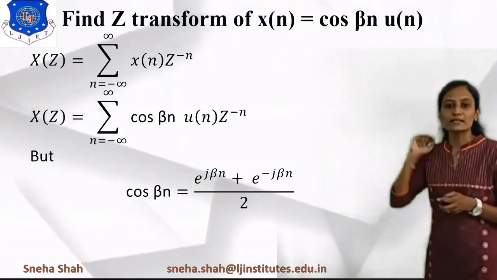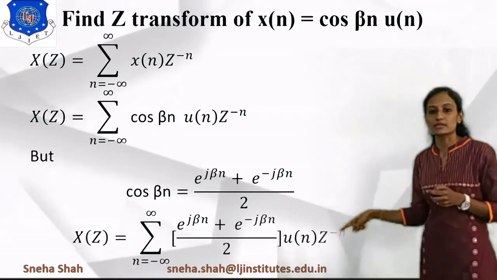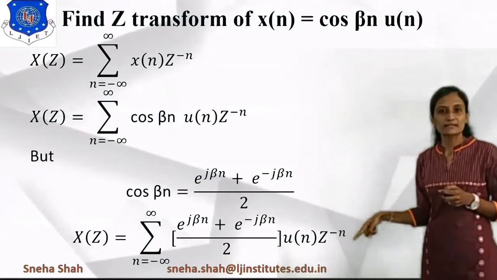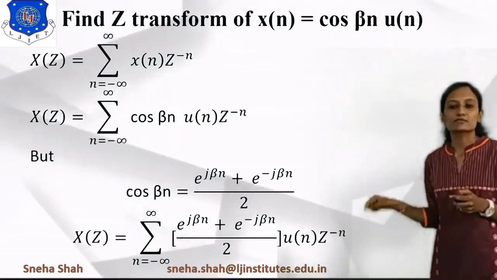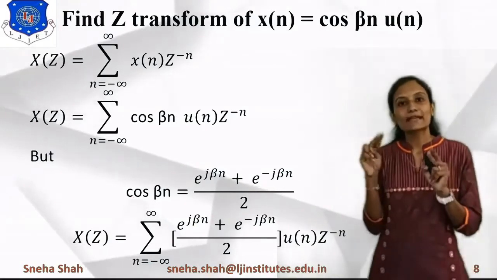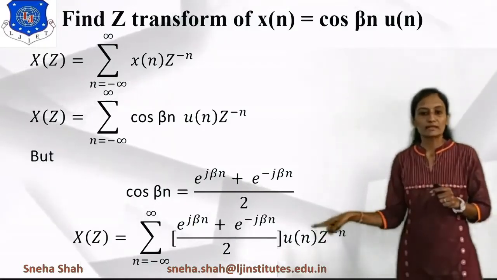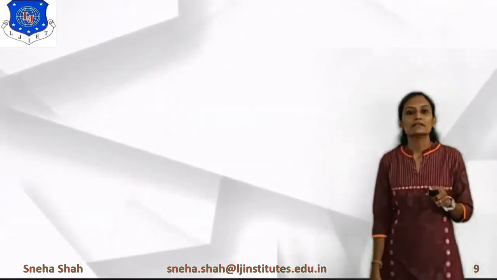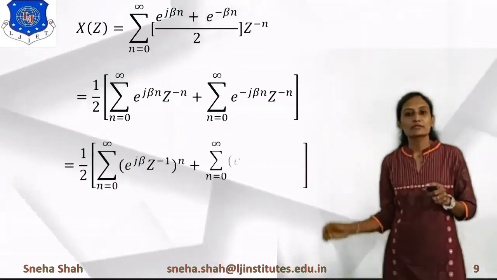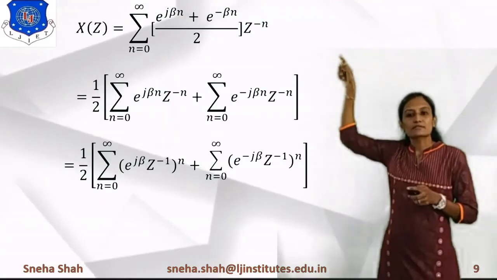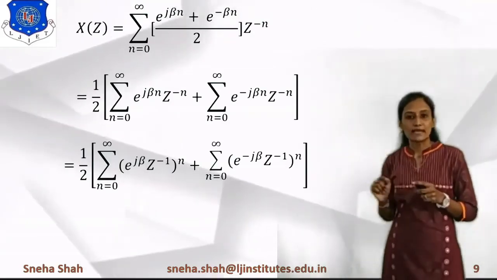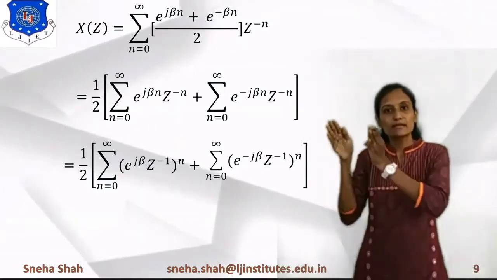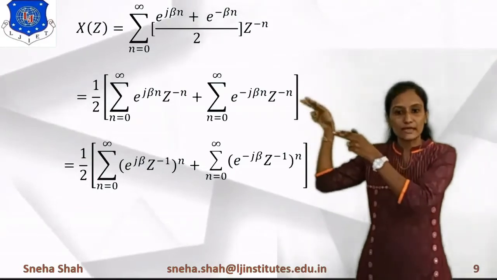Now if I am putting this value in the above equation, then the next step is x of z equals summation n equals minus infinity to infinity of e raised to j beta n plus e raised to minus j beta n divided by 2 into u of n z raised to minus n. Now I am applying the second rule, which one is, because of this u of n, the range will change from 0 to infinity. So the next step is x of z equals summation n equals 0 to infinity of e raised to j beta n plus e raised to minus j beta n divided by 2 into z raised to minus n. Now I am separating this part in the form of e raised to j beta n into z raised to minus n plus e raised to minus j beta n into z raised to minus n.